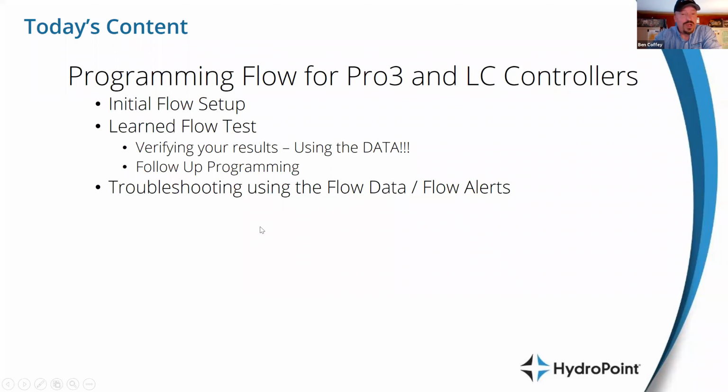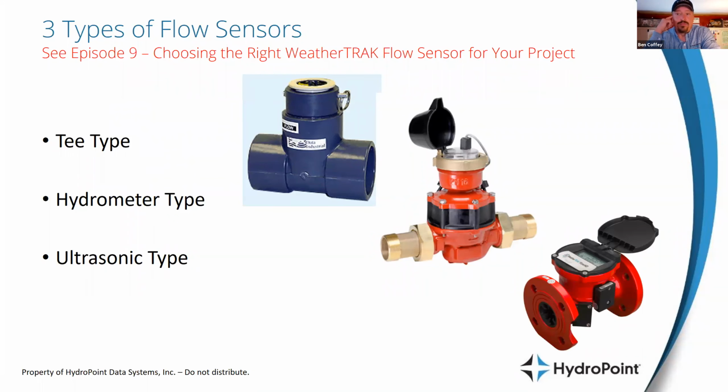Before we jump into that, again, flow is something that we can add to a WeatherTRAK. It is not a standard feature. It does require that we add a flow sensor to your system and connect it to the WeatherTRAK. That flow sensor sits on your main line and basically watches the water running through the pipe, lets you know how much water you're using at any time. And by measuring it, we can then manage it much better.